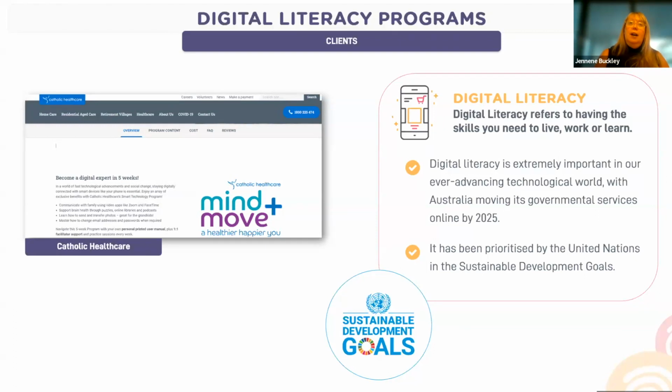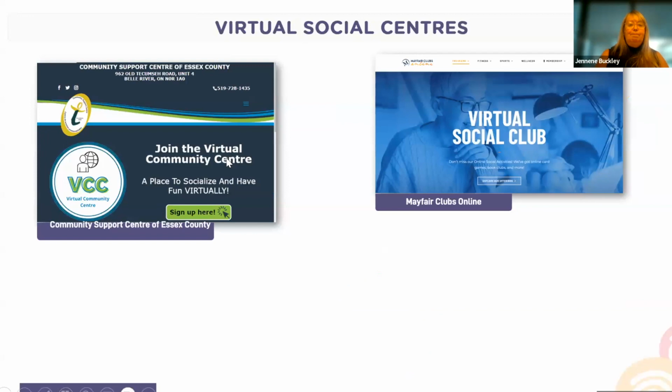A significant opportunity for a lot of home care providers to provide this service and also to achieve significant outcomes for older people, improving their independence and reducing social isolation.